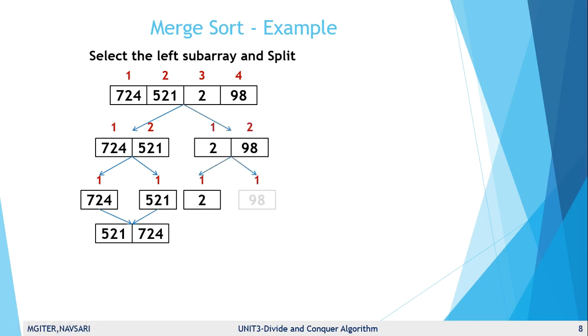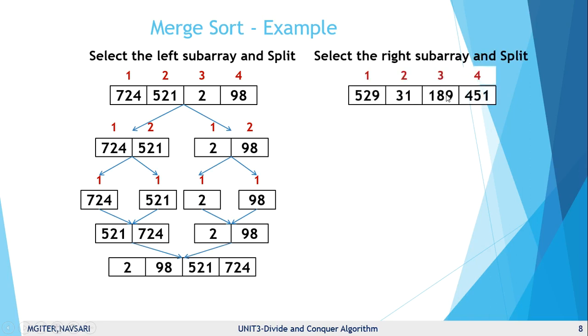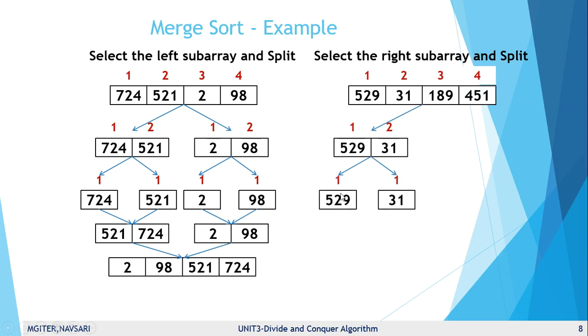We divide until we get 1 element in the list, and then we merge into sorted order. Now we merge the two sorted sublists here in sorted order. Now we again divide the right subarray into two sublists from index 2, and we divide again until we get 1 element in the array. So we merge it into sorted order here.